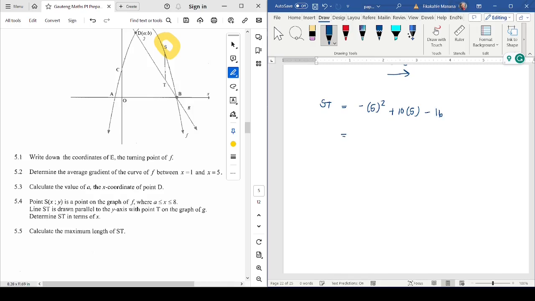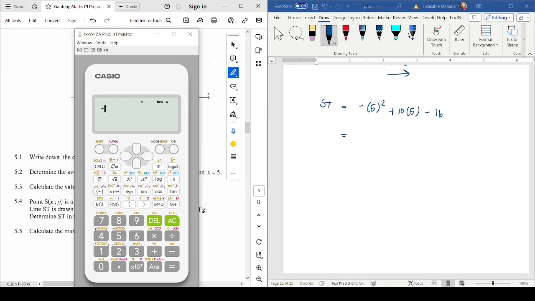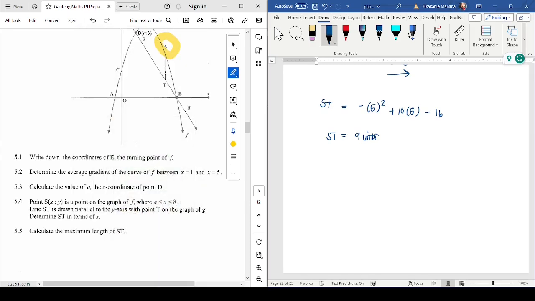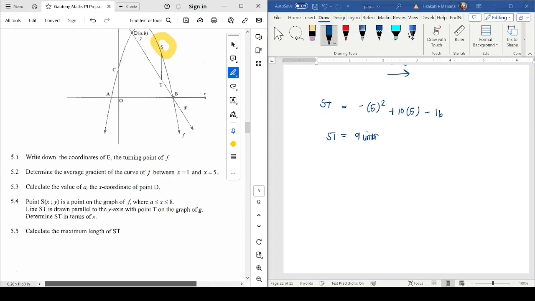And what do we have? So we have negative 25 plus 50 minus 16. And our answer is 9. So ST is 9 units. Okay, and that sums up question 5.